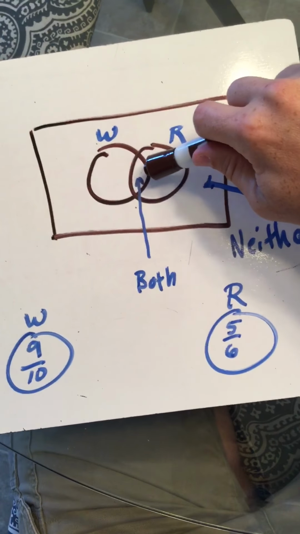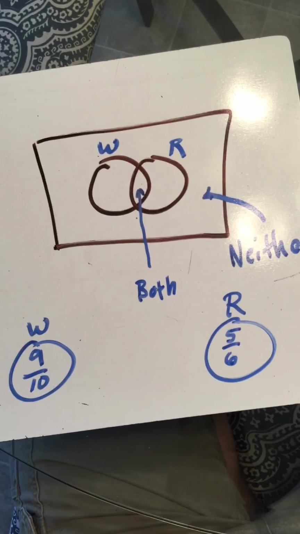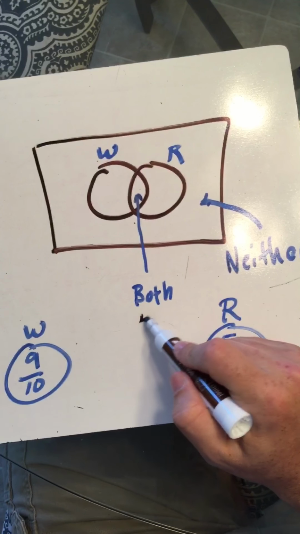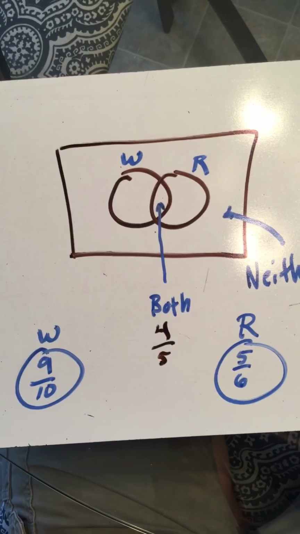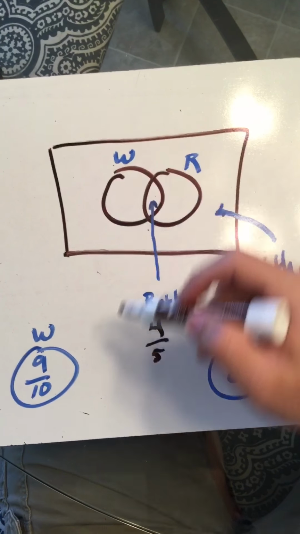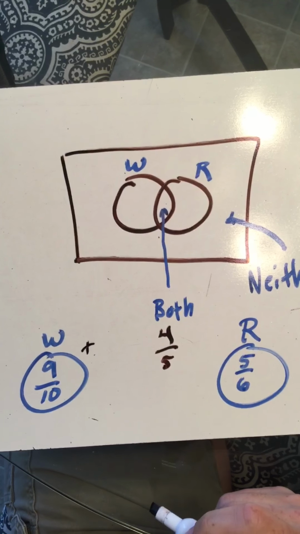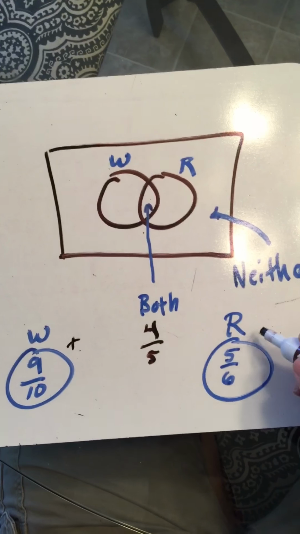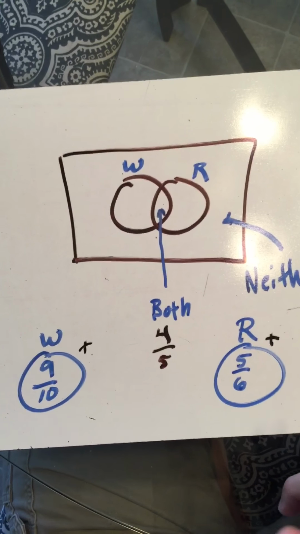So that's this both piece in the middle. The way I tell my students to always solve this is to start with what they have in common. So we're told that 4/5 or 80% is what they have in common. So I know that this entire circle here, the W circle, the probability of passing the written on the first time is 90%. And then the road test is 83.3% or 5/6.